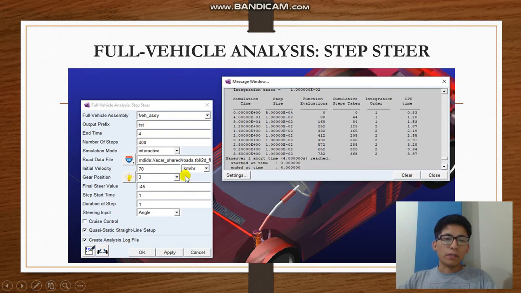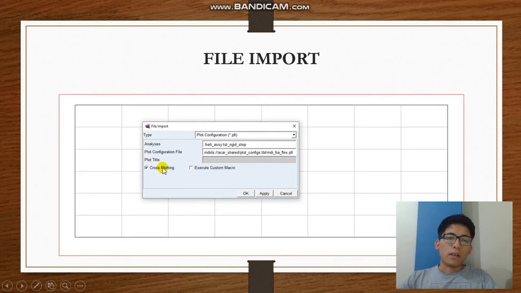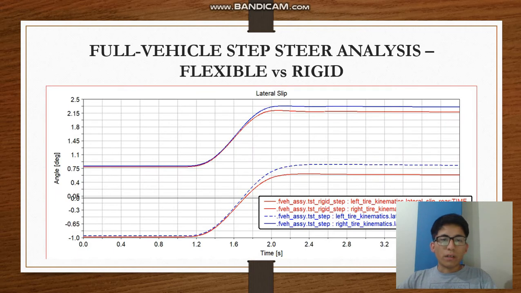Analyze the full vehicle. In this option, write different values: end time 4, number of steps 400, initial velocity 70, and so on. Well, in this step, file import, where we can see the full vehicle step steer analysis.